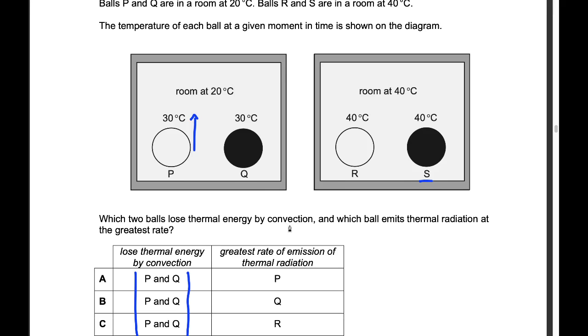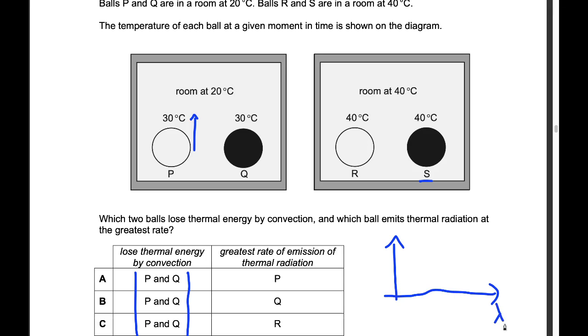So it didn't say which one emits net thermal radiation. Okay, it just says emits thermal radiation at the greatest rate. So the hotter the object, the more it will emit, but also because it's in a hot room, the more it will absorb. But it isn't asking about that. So you can just think about it as, you can draw the curve of radiation emitted, and the hotter the object, the greater the area under this curve.